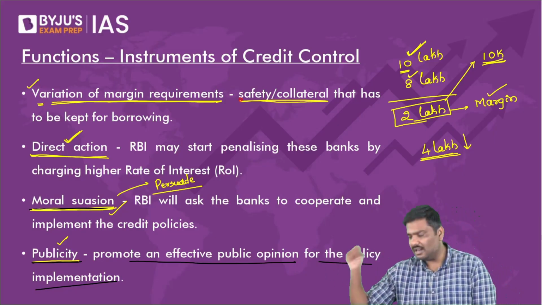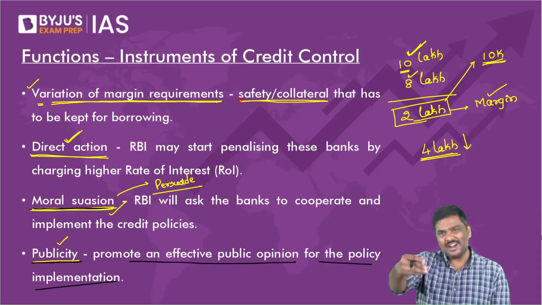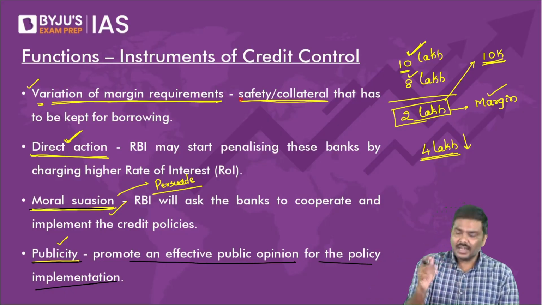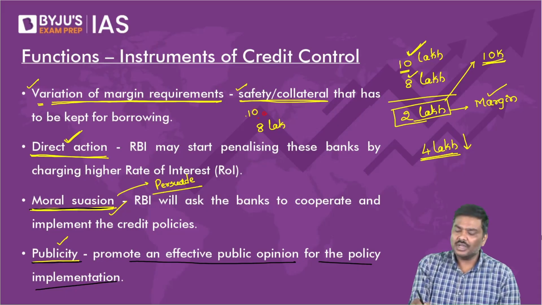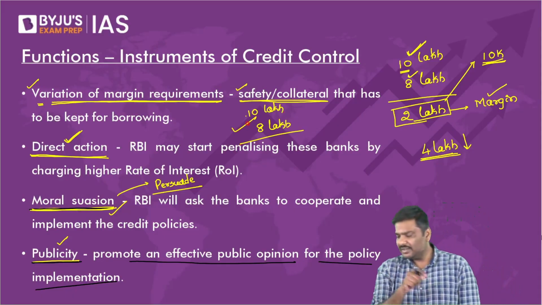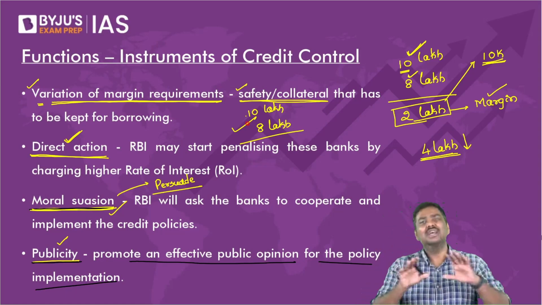Yesterday we have discussed this. The bank will collect a safety or collateral. Now, in the context of safety or collateral, generally they will take 100% of safety or collateral. Now, imagine the collateral value will be 8 lakh rupees, and the value of the loan that you want is, let's say, 10 lakh rupees. The difference between this is called as a margin.